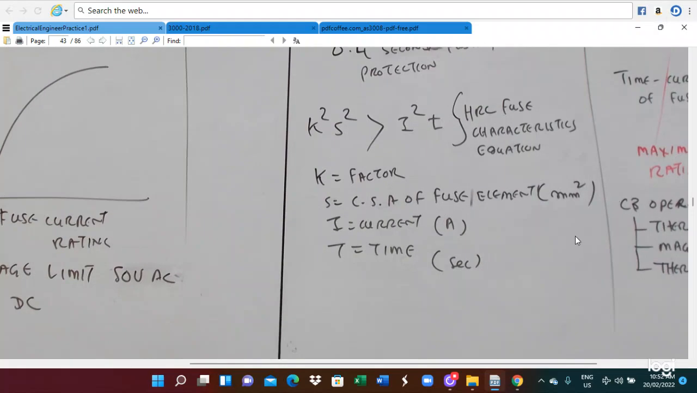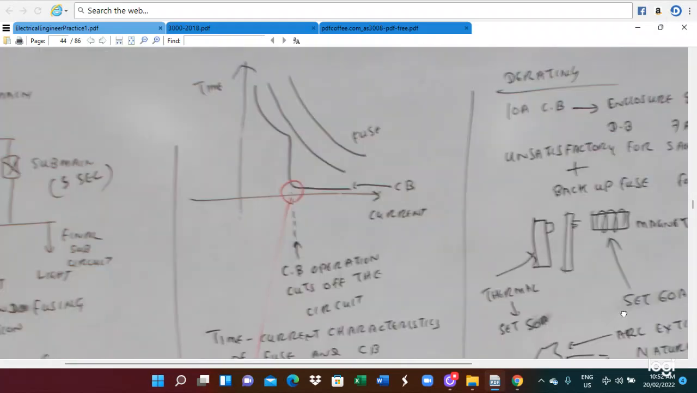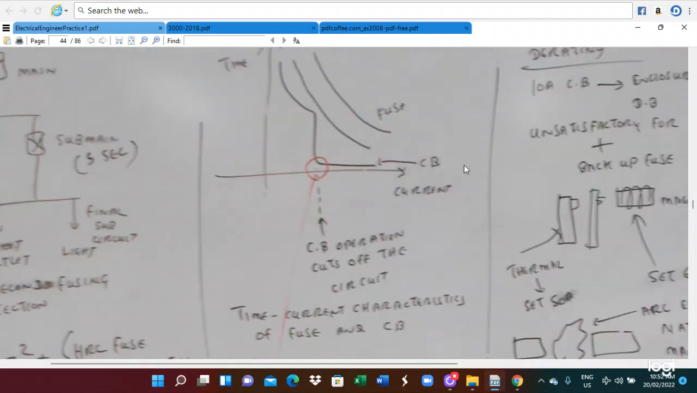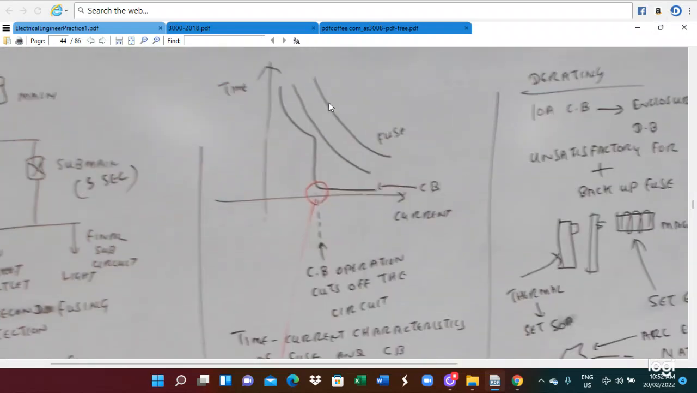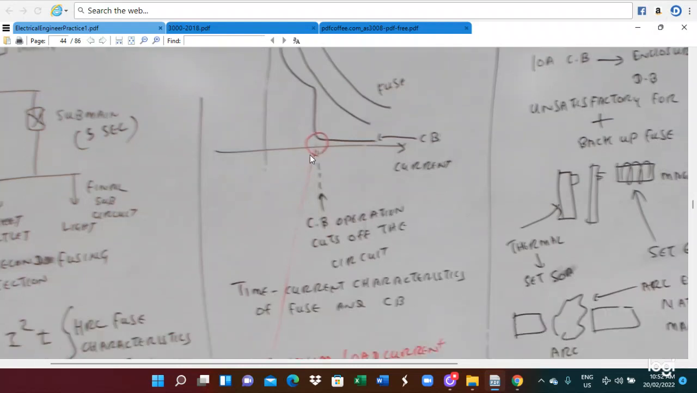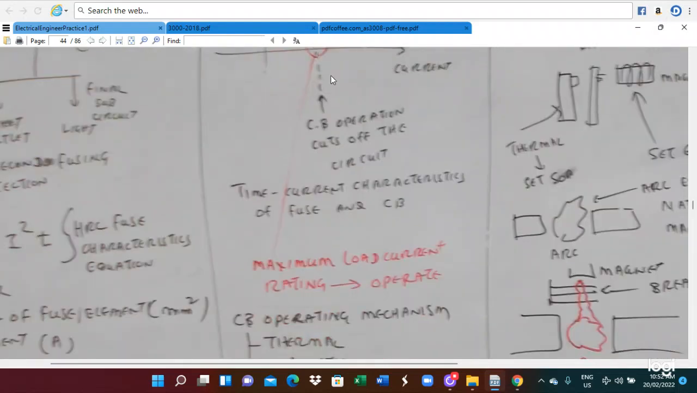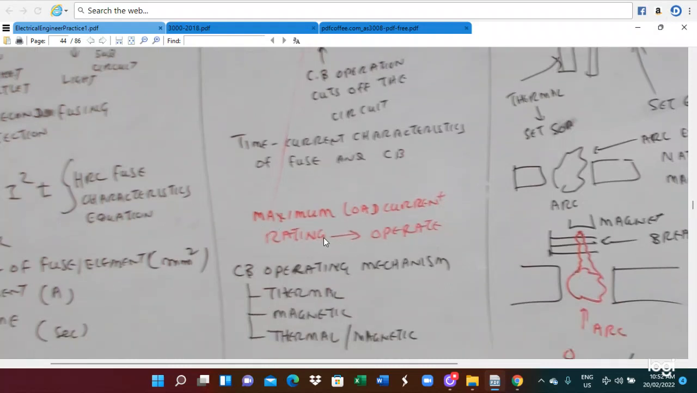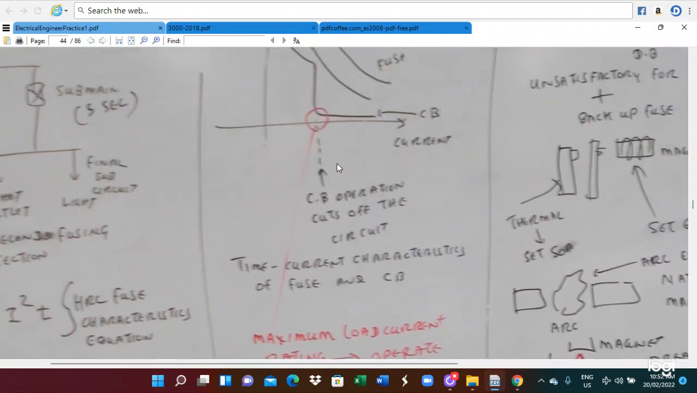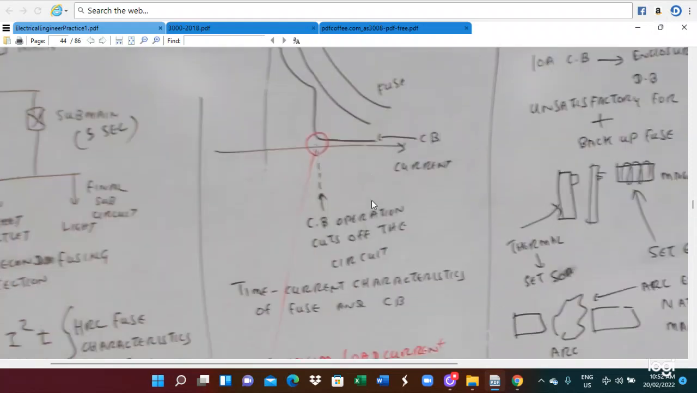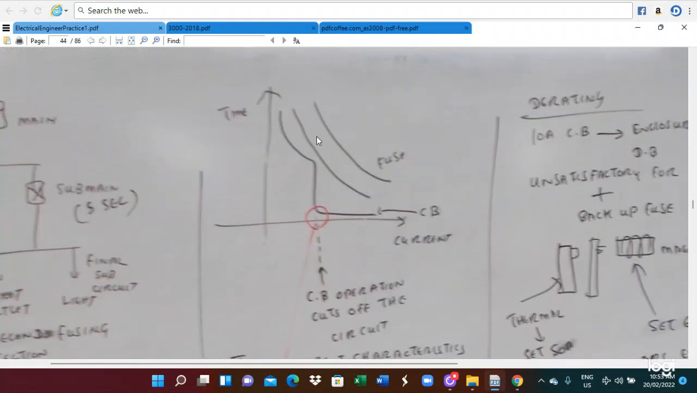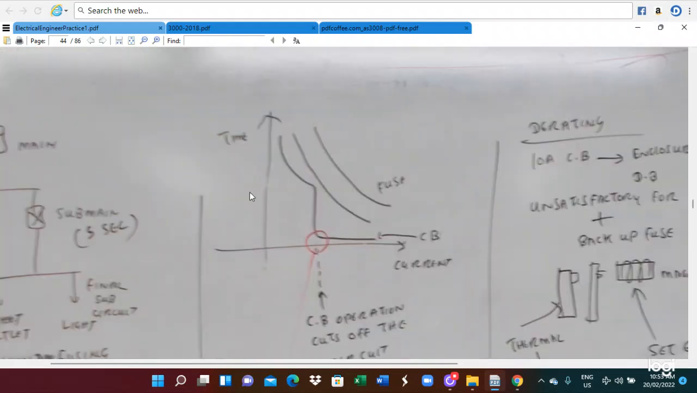The next one will be that we calculate the pulse currents, the characteristic of the pulse. So this is what these line graphs determine as a pulse characteristic. This one is the circuit breaker characteristic. The red one is the circuit breaker operation cutoff time. So this time is determined by the time-current characteristic, the maximum load current rating, and what is needed to operate the circuit breaker. So this is the fuse and circuit breaker current characteristic. The horizontal axis is current, and the vertical line is time.